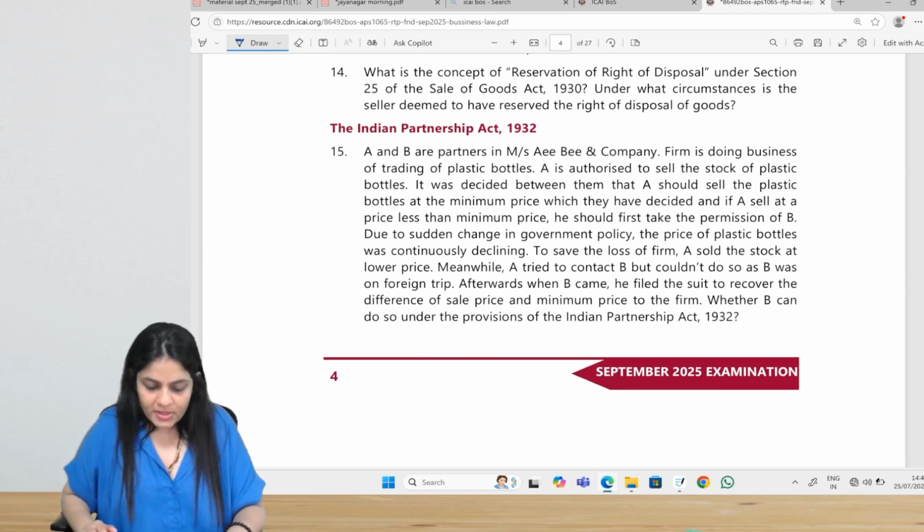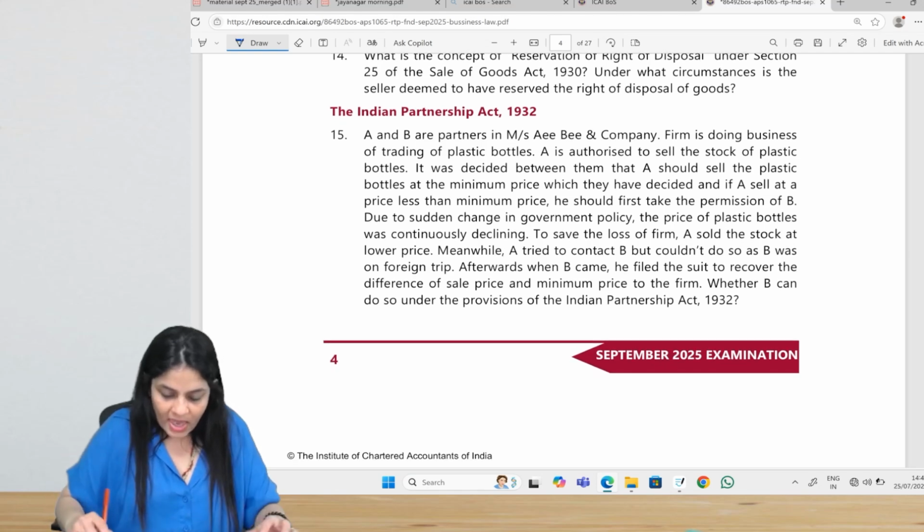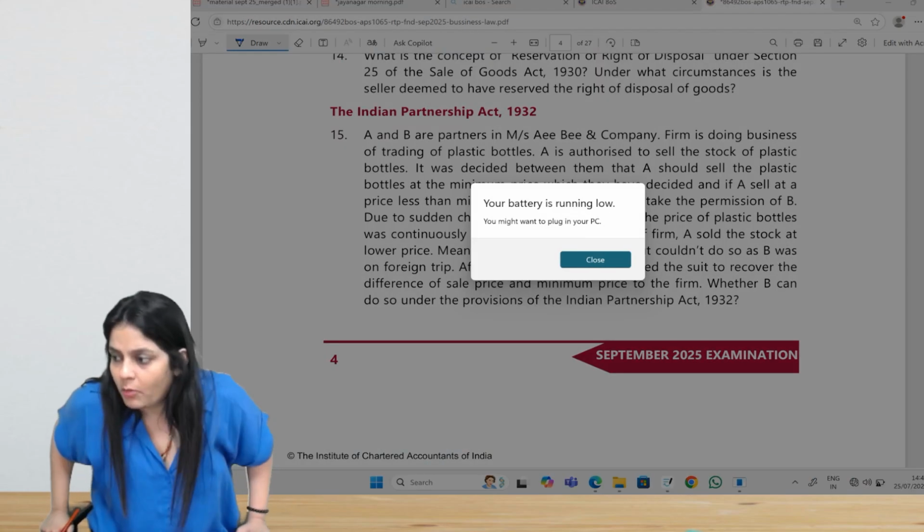So we are done with the Sale of Goods Act. Moving on to the Partnership Act. A and B are partners in Messrs. A, B, and Company. The firm is doing business of trading of plastic bottles.